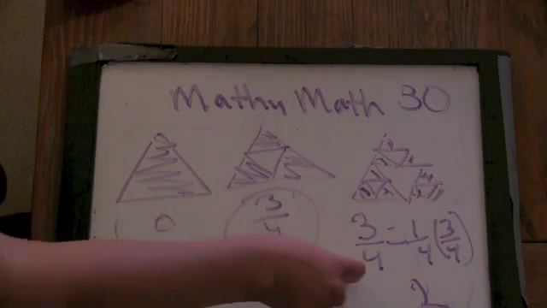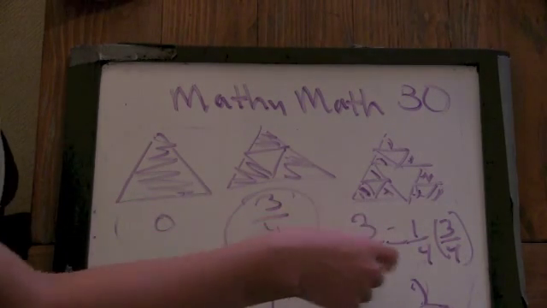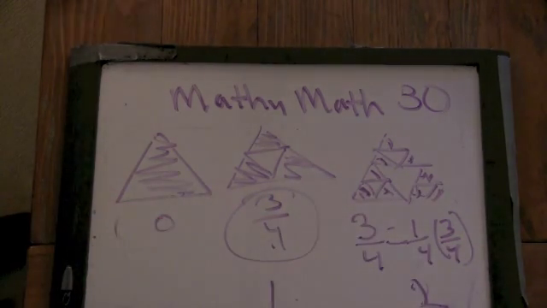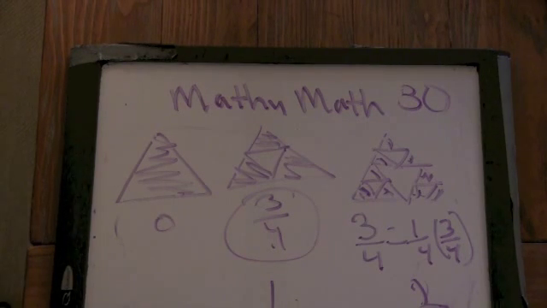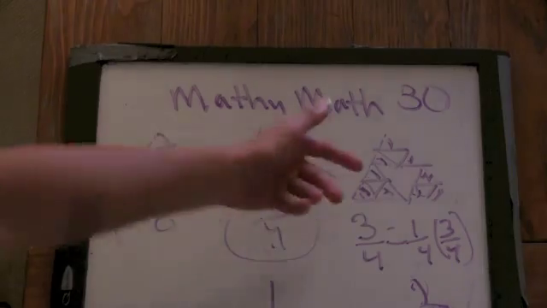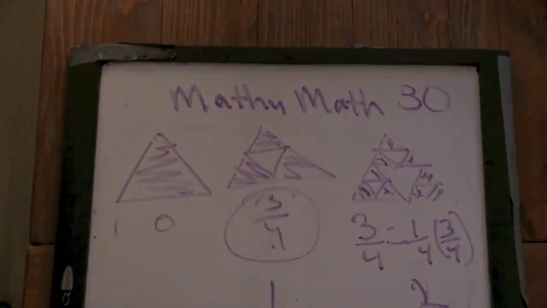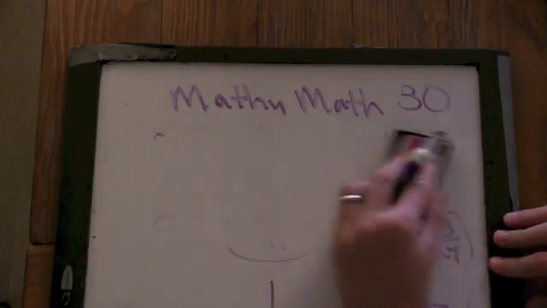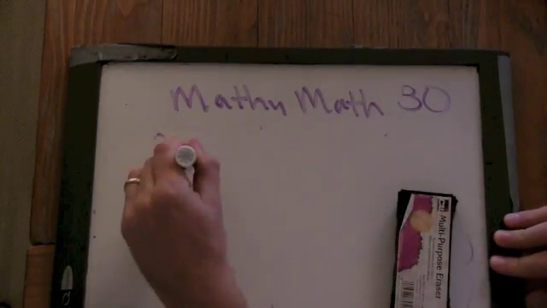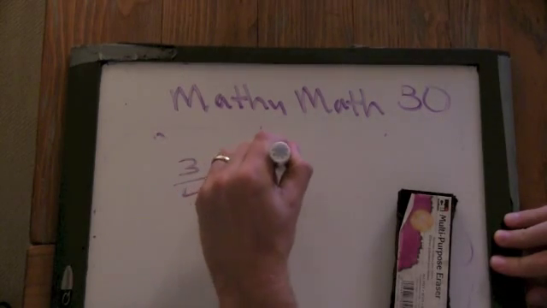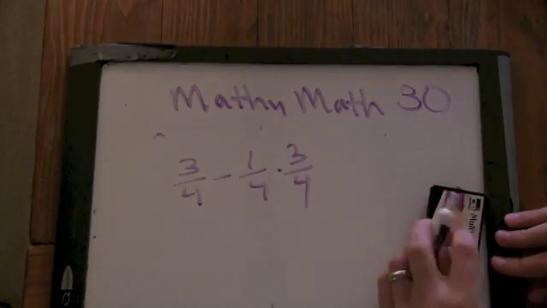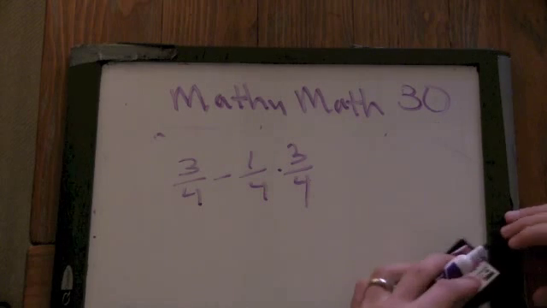Well, it's definitely, you can't do 3 minus 1. You can't do 3/4 minus 1/4 times 3/4. No. Certainly not. So, instead of fourths, what else could you do? How could you rewrite this? Yeah, how can you rewrite this equation? 3/4 minus 1/4 times 3/4. How can I rewrite that to make the calculation easier?